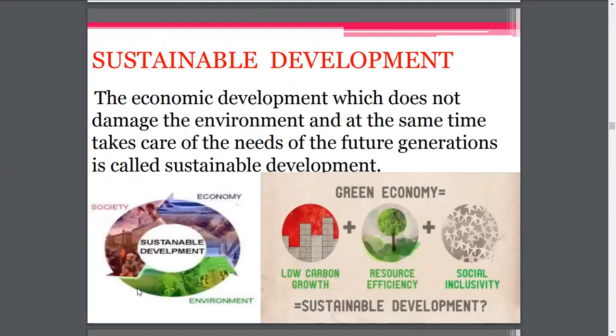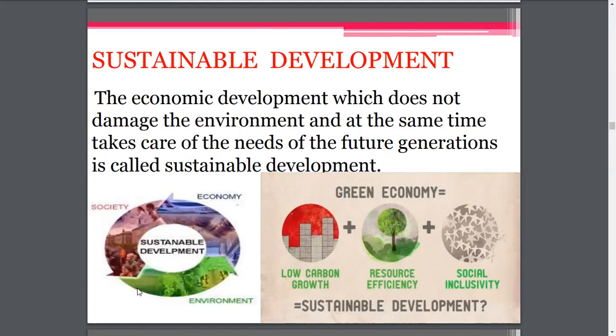Okay, this is a small topic in your textbook, sustainable development, but it is an important thing. Sustainable development means what? Economic development which does not damage the environment and at the same time takes care of the needs of the future generation is called sustainable development. That means development which is not going to damage the environment and at the same time takes care of the needs of the future generation.